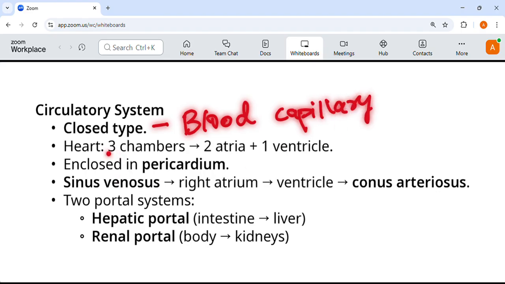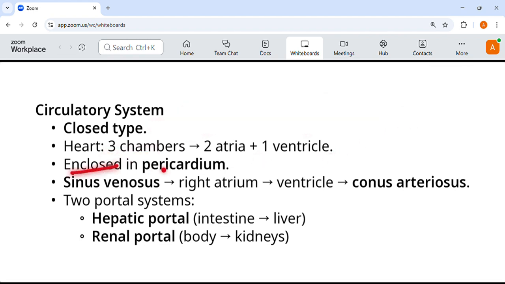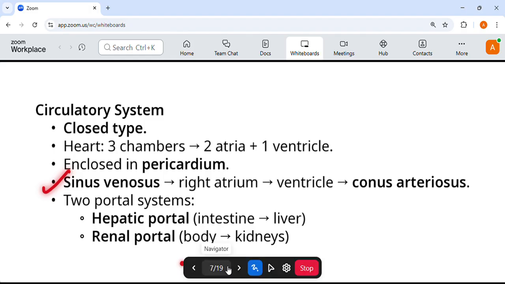So they have a three-chambered heart, two auricles and one ventricle. Okay, right auricle, left auricle and ventricle, two auricles and one ventricle, and it is enclosed in the pericardium, the covering which is protecting them from any shock. Then how is this happening, let me show you with the help of a diagram.